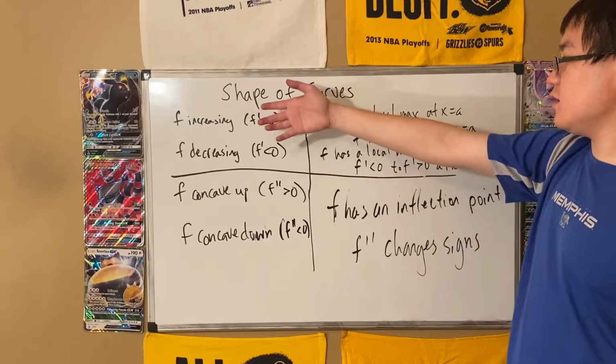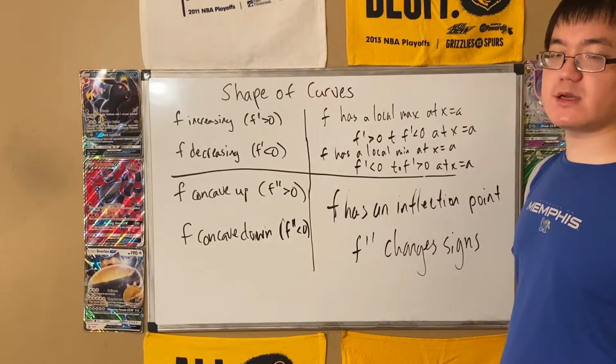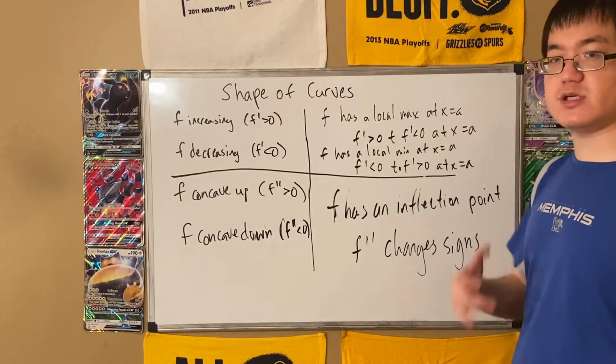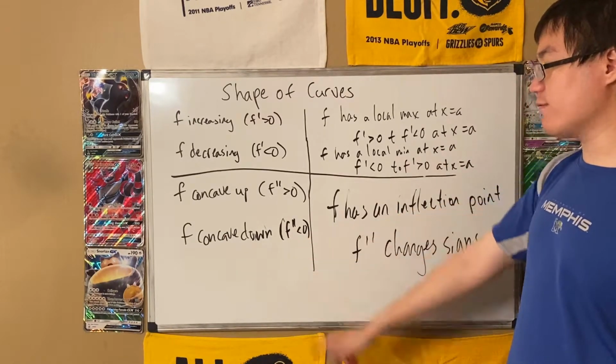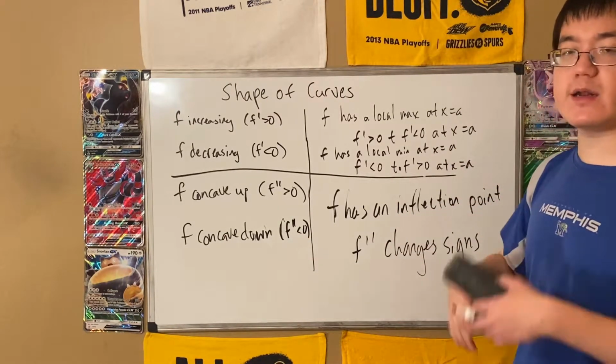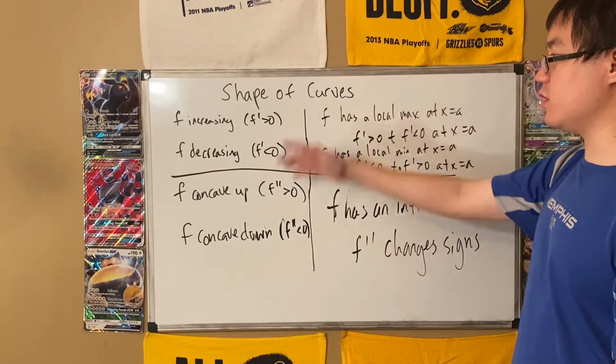Another thing is that, again, on the top half, right when you see the words increasing or decreasing, or local max or min, you're just taking one derivative. And then when you have concave up or down, or inflection points, you automatically go for 2 derivatives. And these are the main rules.